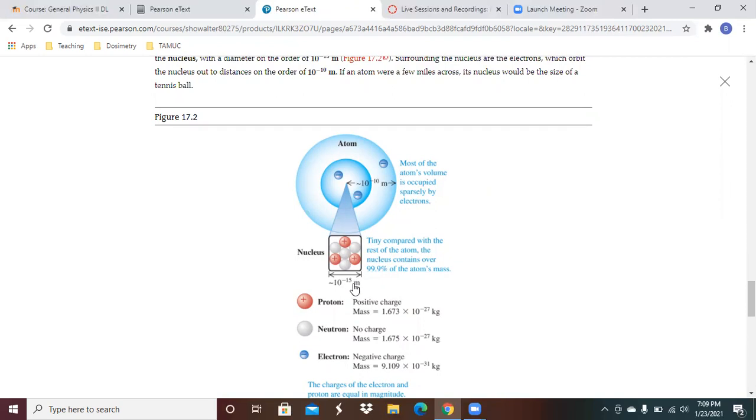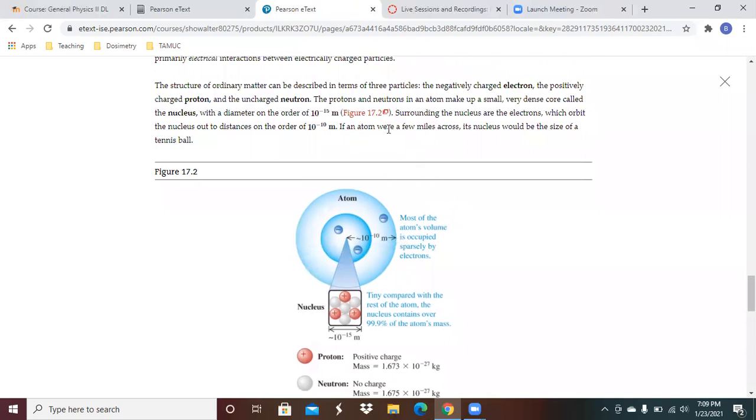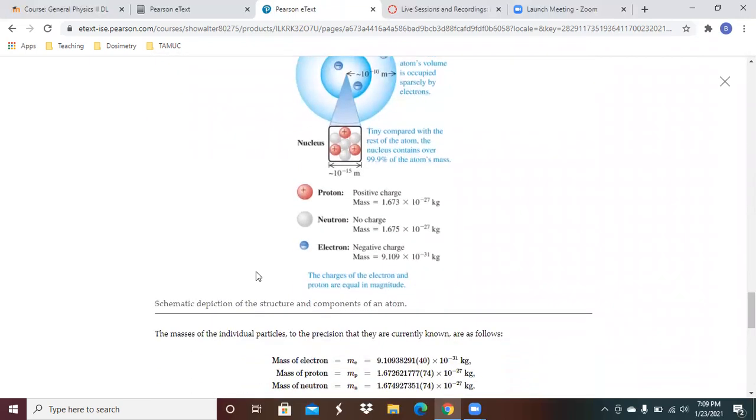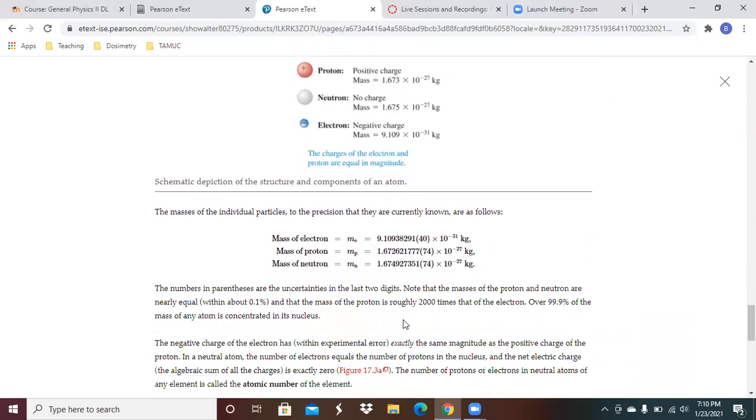That's pretty small. The electrons are going to circle out here at a distance of about 10 to the minus 10 meters. If an atom were a few miles across, if we were to scale this up, the nucleus would be the size of a tennis ball. So you've got a tennis ball, and then you've got the electrons, which you're going to encounter several miles out. You can see the mass units for the proton, neutron, as well as the electron right here.